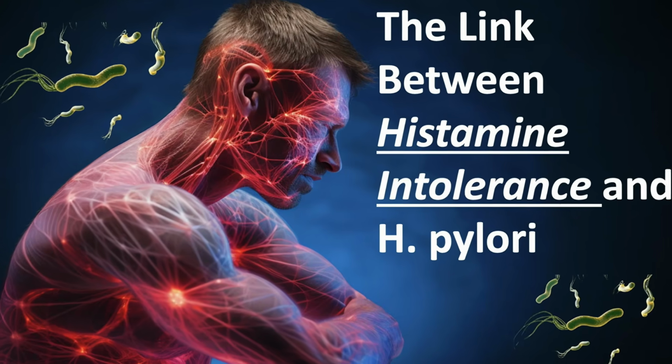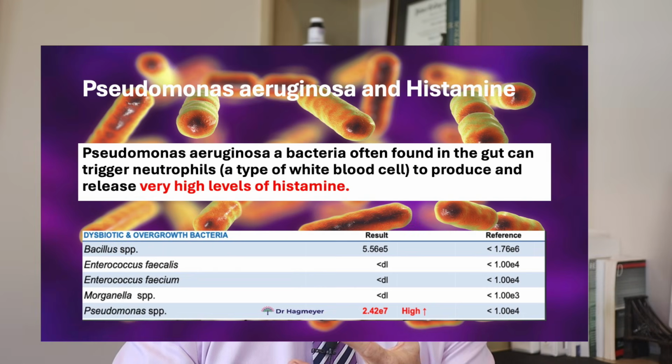Conditions where you have an overgrowth of opportunistic bacteria like H. pylori, pathogenic bacteria, Pseudomonas, Klebsiella, or even small intestinal bacterial overgrowth, all of these can exacerbate this issue, resulting in symptoms such as bloating, diarrhea, and of course, the skin conditions.